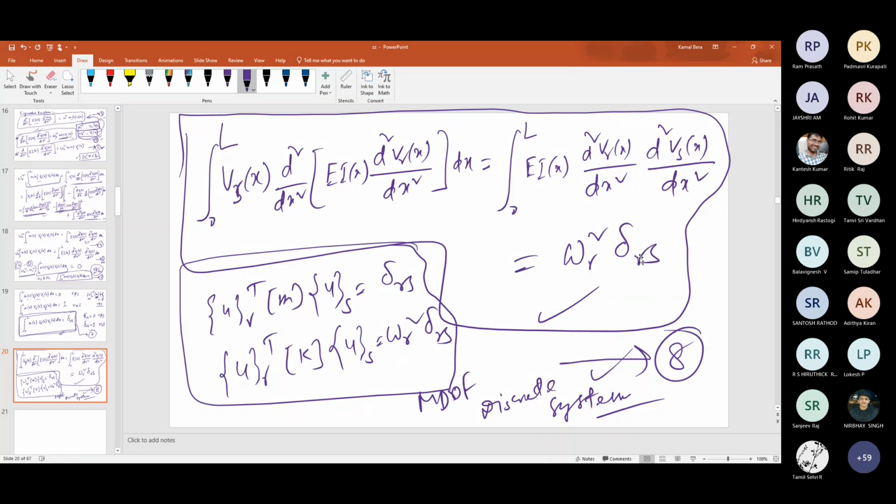Now how many modes are we going to consider? I told you the initial few modes are good enough. Here it is actually an infinite number of modes, but again, the initial few modes are good enough to get a reasonable answer. But let us formulate for an infinite number of modes. Then you can truncate it as per our requirement.